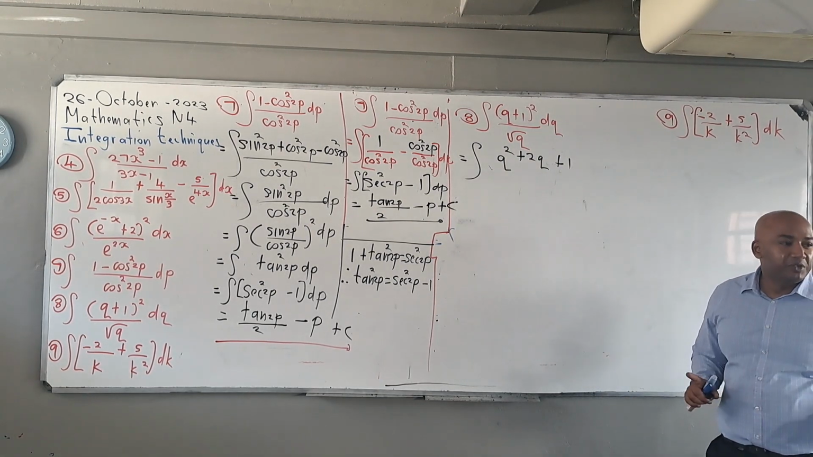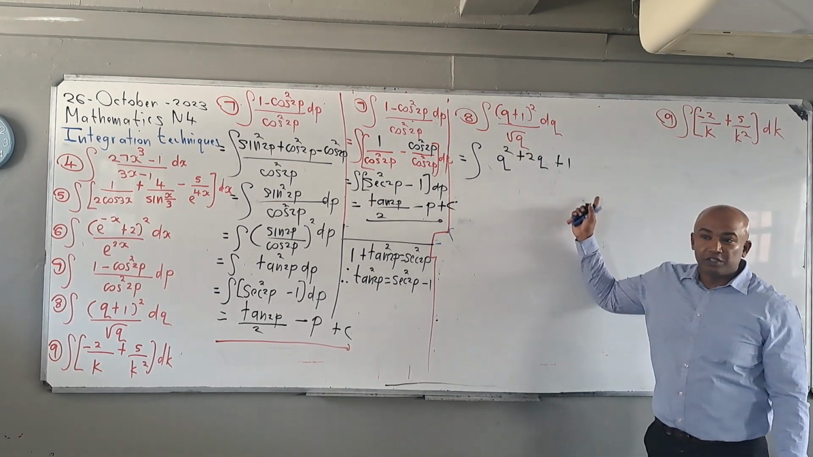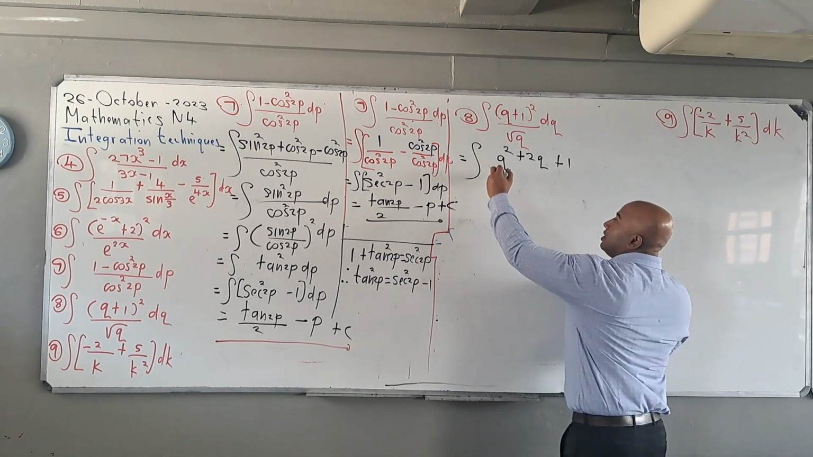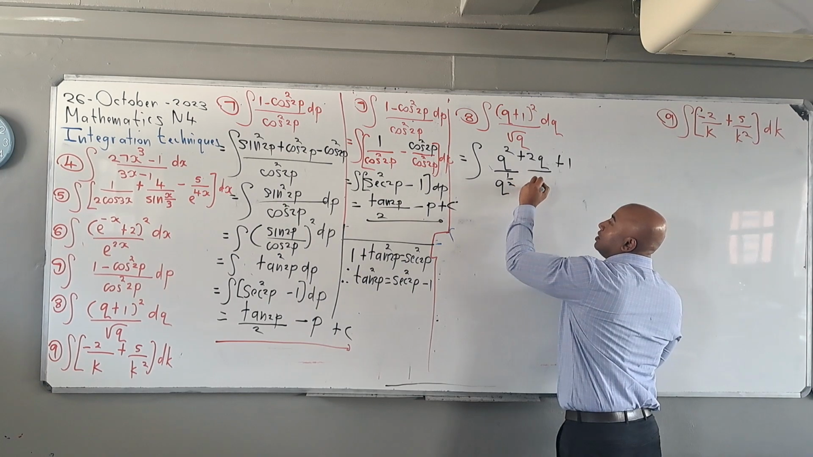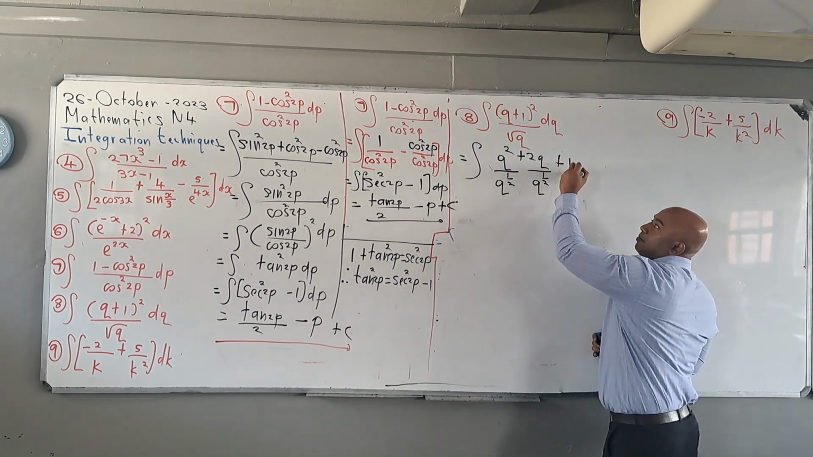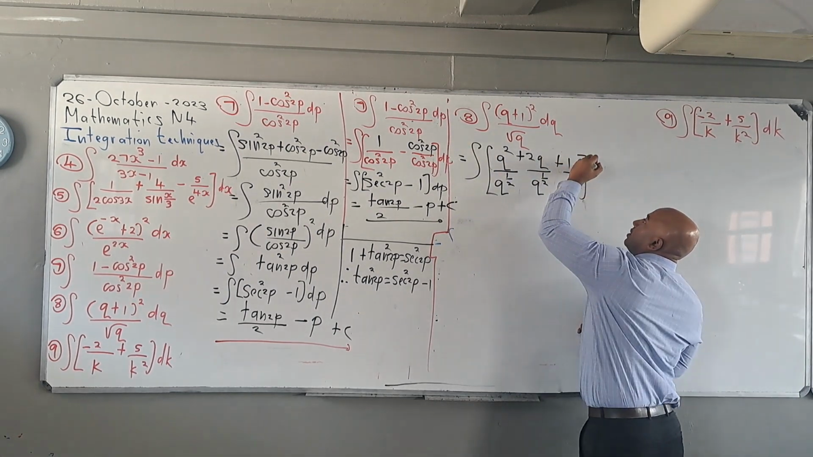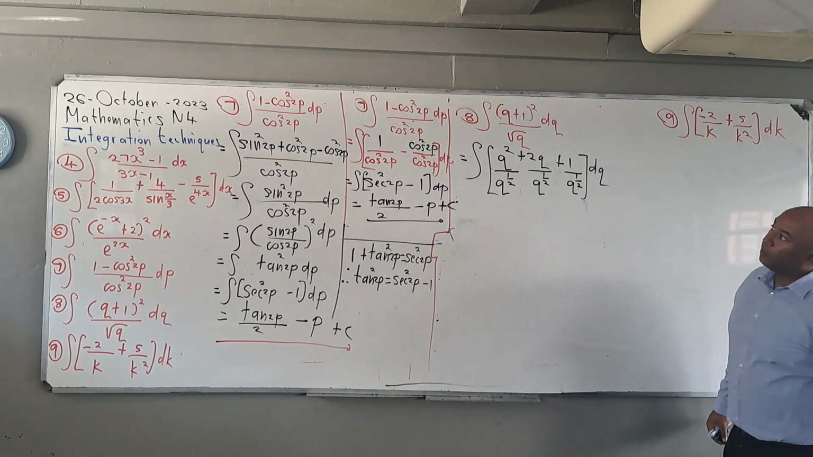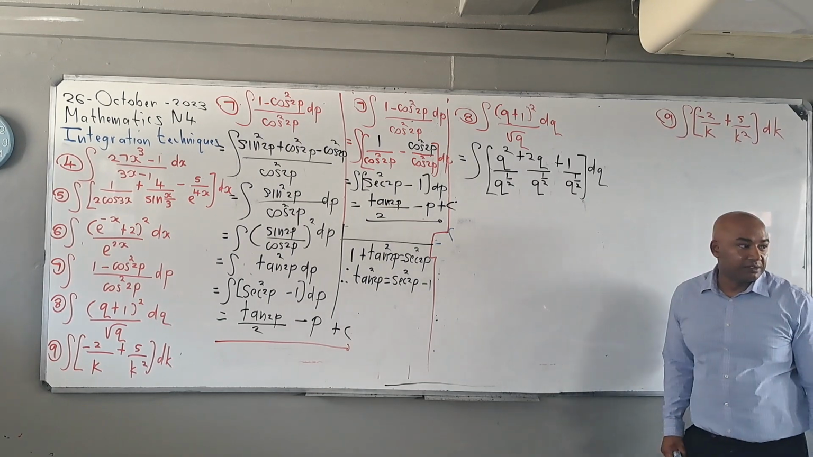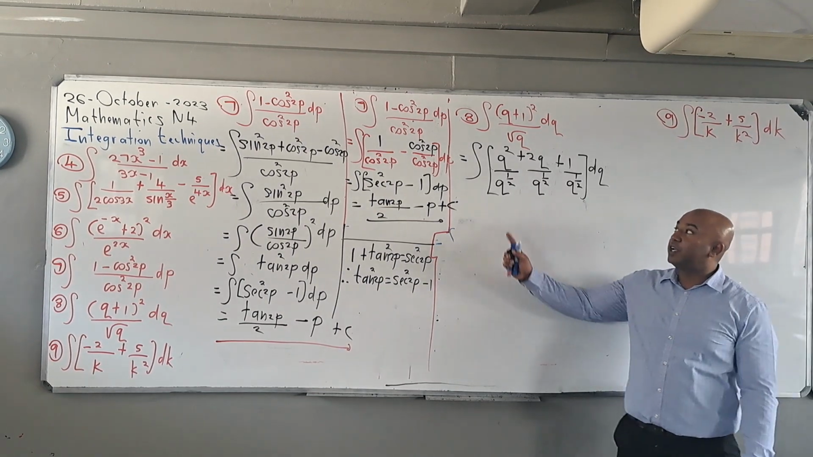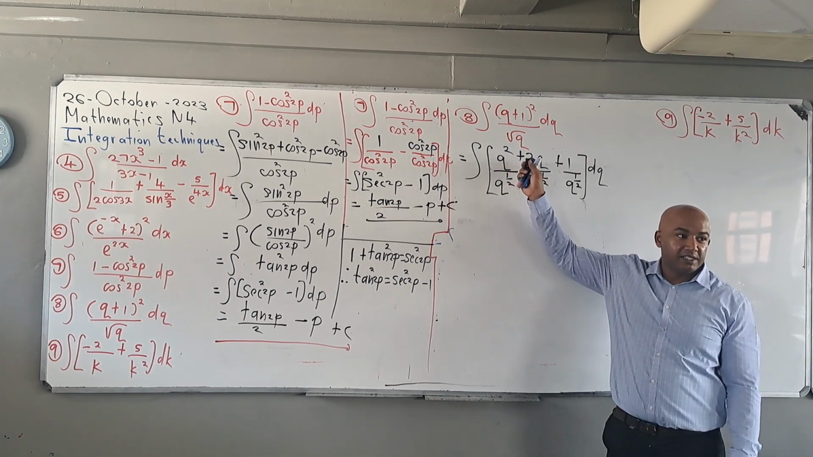Now, I'm going to simplify. Remember that the next thing is to separate each one into fractions. So that means I'm going to go term 1 all over Q to the power half, term 2 all over Q to the power half, term 3 all over Q to the power half, dQ. We're separating into fractions because we need it term by term here in integration. There are a lot of exponents involved in integration, you can see that.